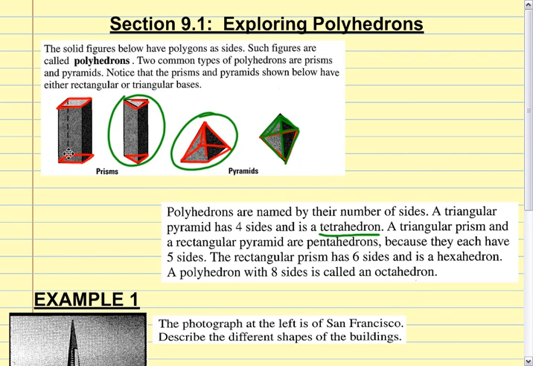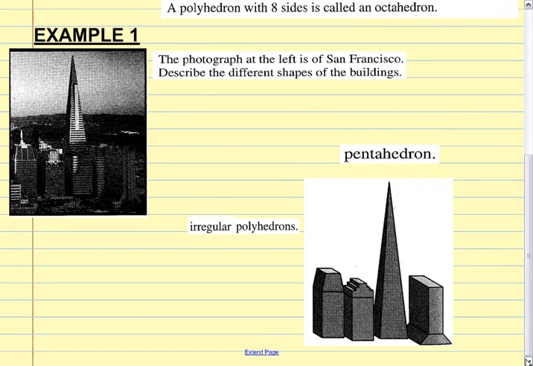Penta means 5, right? Pentagon is a 5-sided figure. Okay? The rectangular prism has 6 sides and is a hexahedron. A polyhedron with 8 sides is called an octahedron. Does everybody get that sense? Now, you're not going to need to memorize all of that, okay? So just relax. But I want you to understand that the number of faces on one of these solids gives it a name, okay? Now, let's move down here to example number 1, okay?